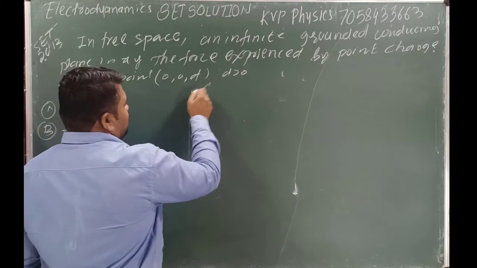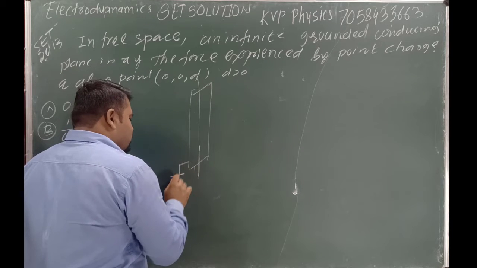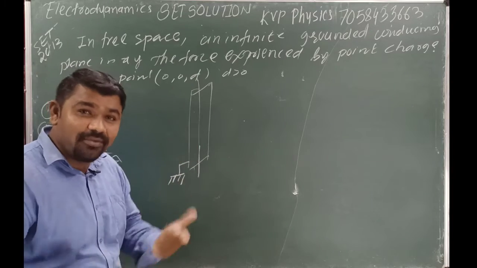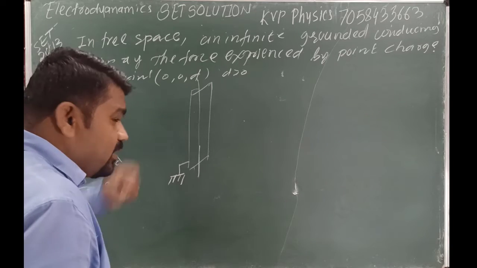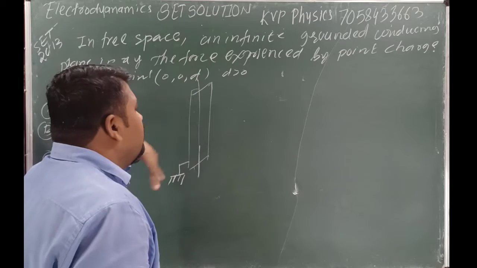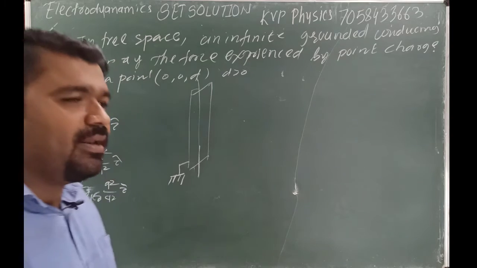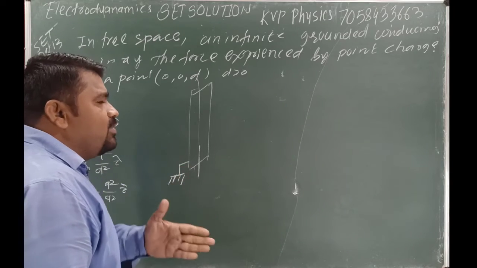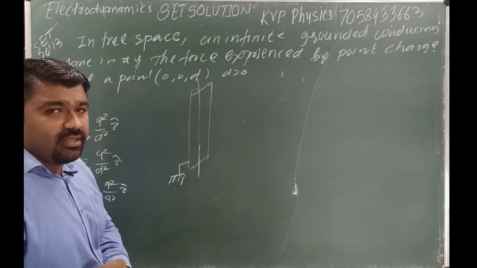Suppose this is a mirror. This plane is grounded, which means this plane behaves like a mirror. Suppose you stand at a distance of 2 meters, your image appears behind the mirror at 2 meters again. If you stand at 3 meters, the mirror image is at 3 meters. The distance will be the same.